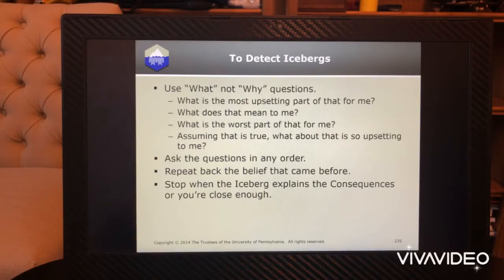So in order to do this, detect icebergs, you need to have somebody else to be there and ask you those questions, so that it can force you to get below the surface and start looking to see if you have that core value or that core belief that is affecting how you react in that situation.